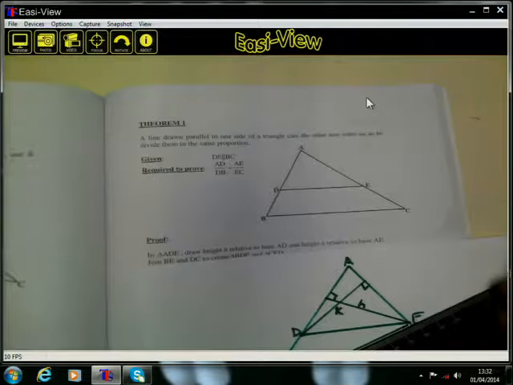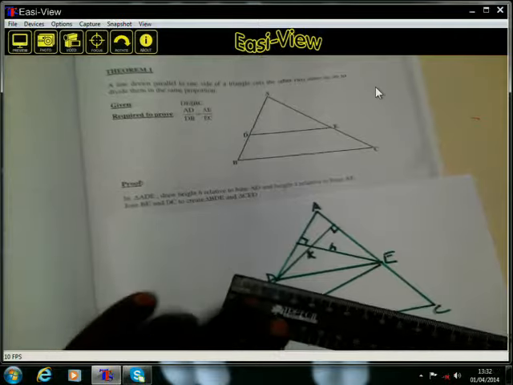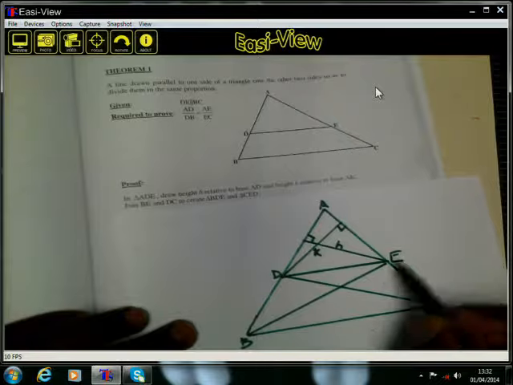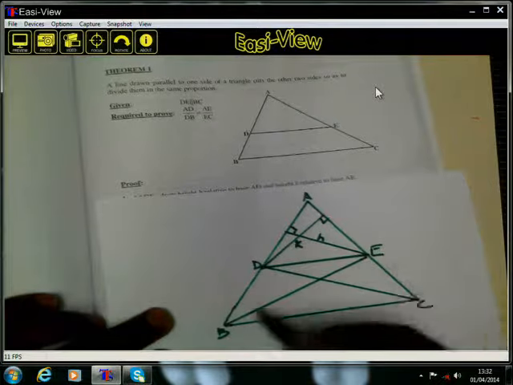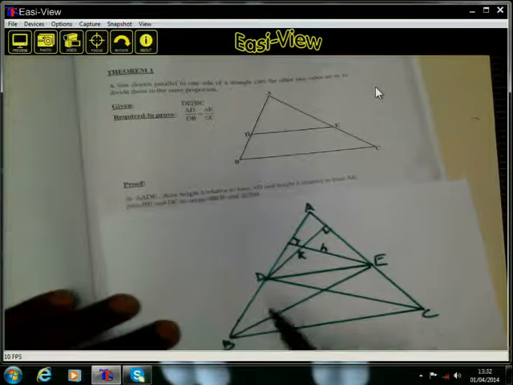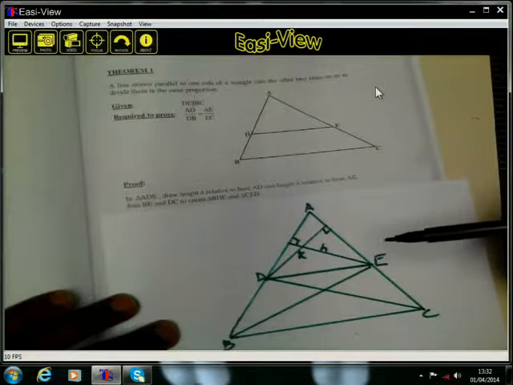I'm now joining BE. I hope we can all see. I've joined BE, and I've also joined DC. What is the purpose for joining this? Because I wanted to create other triangles. The reason for having this construction, joining BE and DC, was to create triangles BDE.